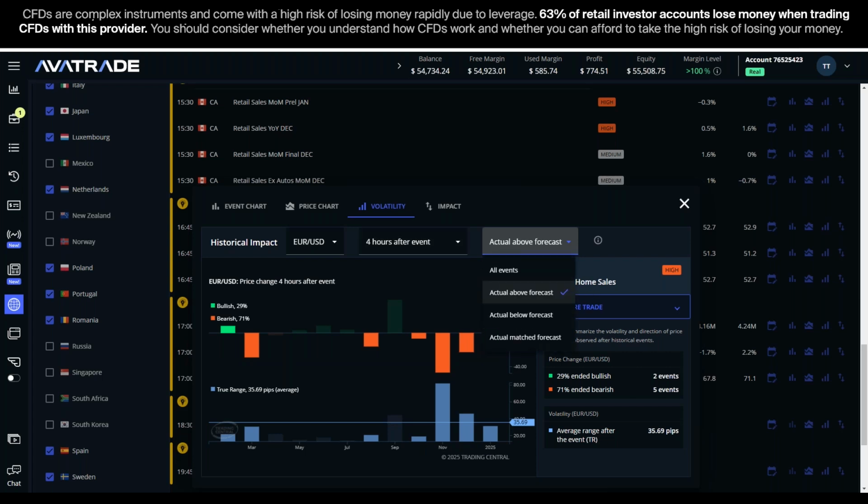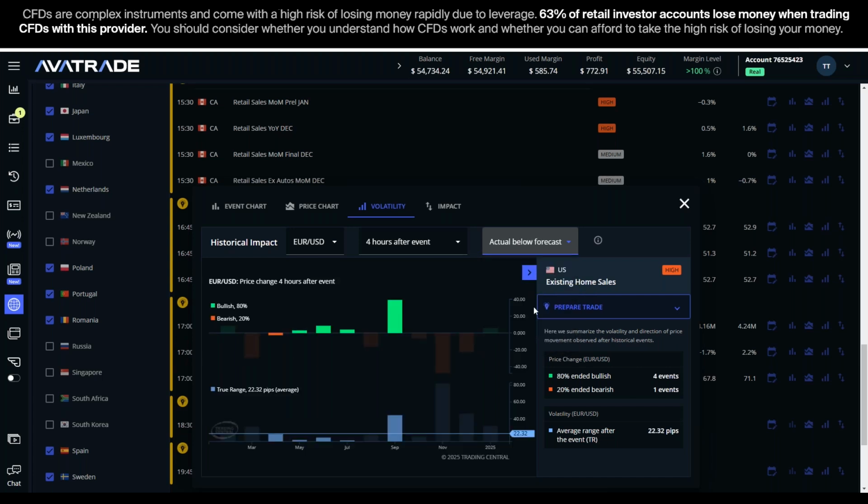Now, if this comes in below forecast, if the housing data is weaker than expected out of the US, look at the opposite trend.